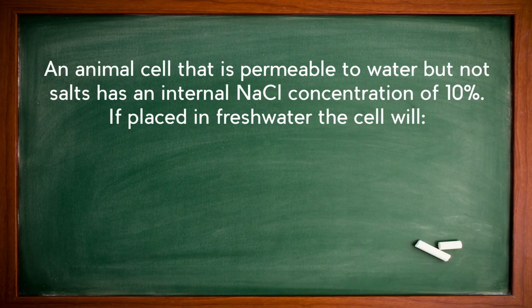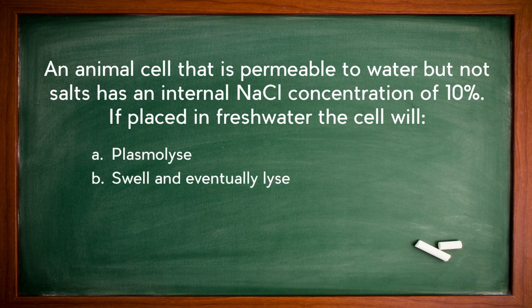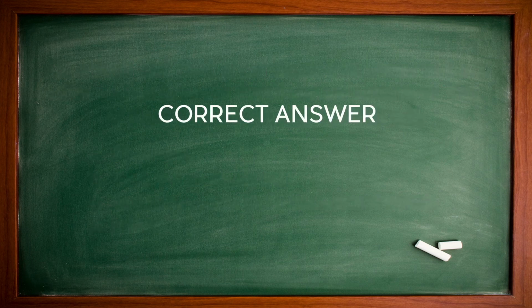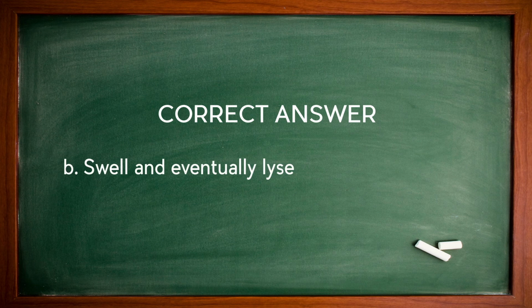Question 3. An animal cell that is permeable to water but not salts has an internal sodium chloride concentration of 10%. If placed in fresh water, the cell will A. plasmolyze, B. swell and eventually lyse, C. endocytose water into a large central vacuole, or D. shrivel. So the answer to this is B, that the cell will swell and eventually lyse.